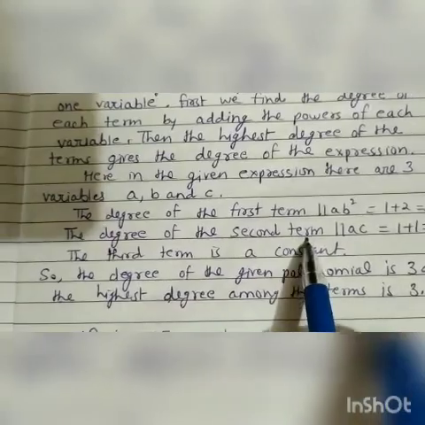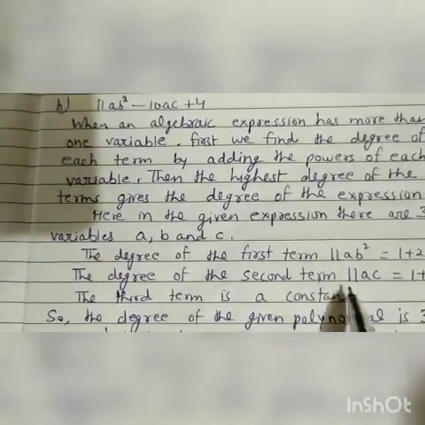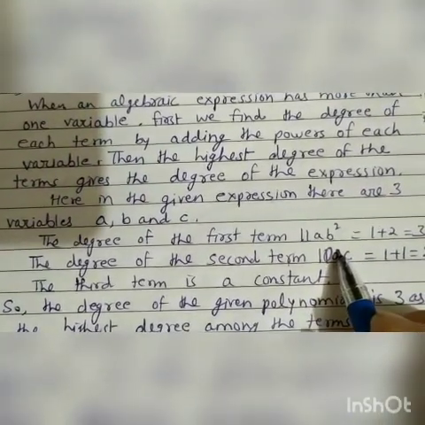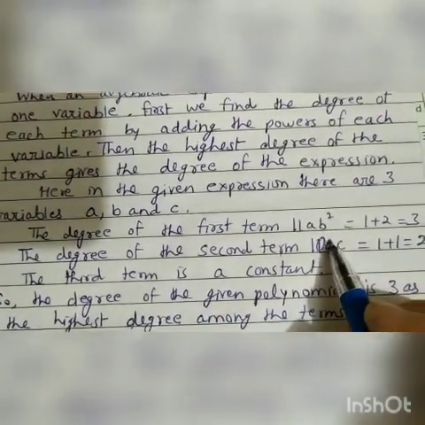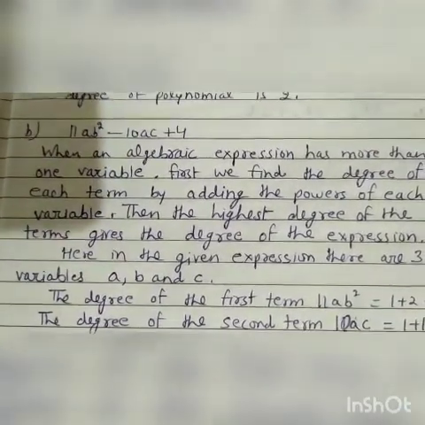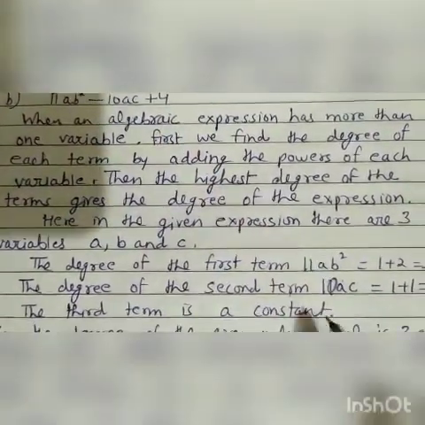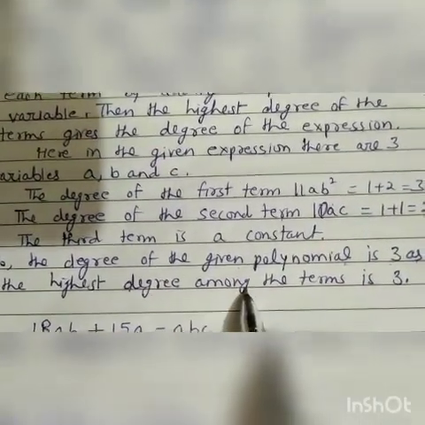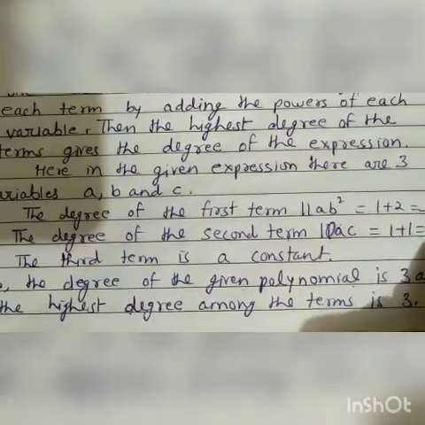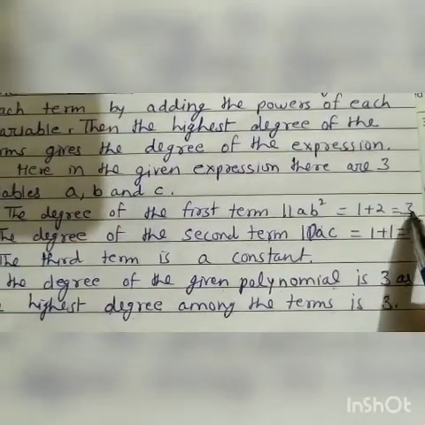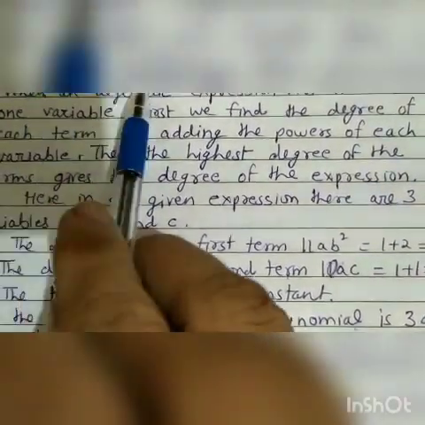And the degree of the second term 10ac: the power of a is also 1 and c is also 1. So we will add these powers. 1 plus 1 is 2. And the third term is a constant. What is the third term? Third term is 4. It is a constant. So the degree of the given polynomial is 3, as the highest degree among the terms is 3. Between these 2 and 3, the greatest number is 3. So this 3 will be the degree of the whole polynomial.